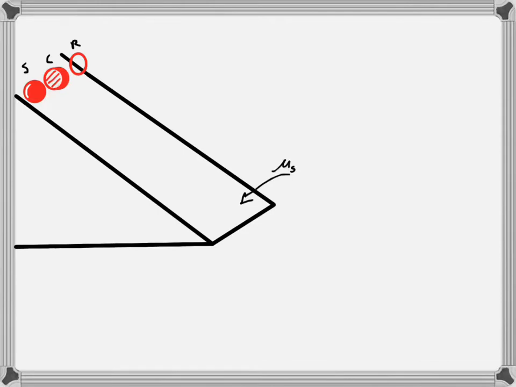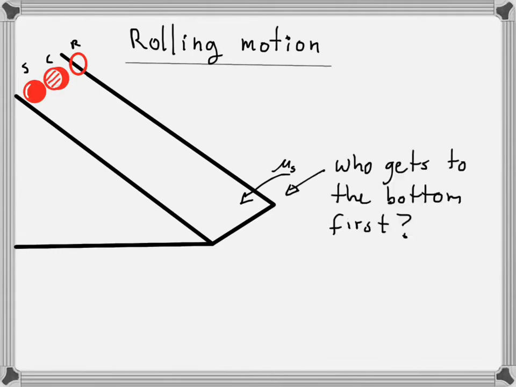There is a coefficient of static friction between them and the surface of the incline. And it's because of that static friction that we're going to be talking about rolling motion here. These objects are not going to slide down, they're going to be rolling down the incline.